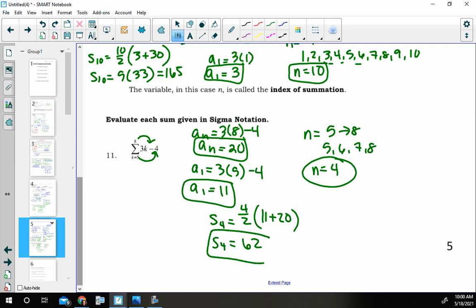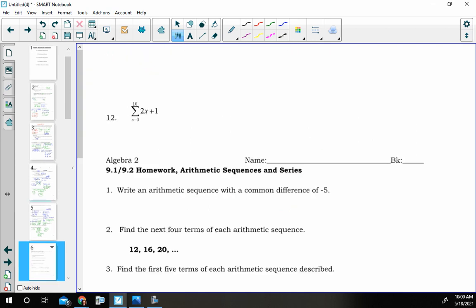So I'm going to get 62. If I physically plugged 5 into the equation, added it to physically plugging in 6, added it to physically plugging in 7, and so on and so forth, that is what finds that sum. Our last one here, pause the video and try this one on your own.